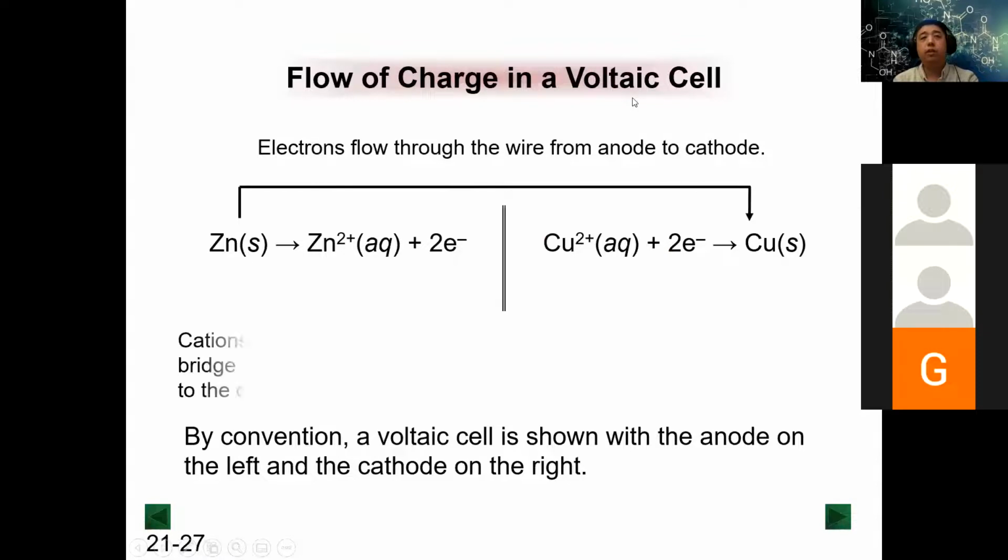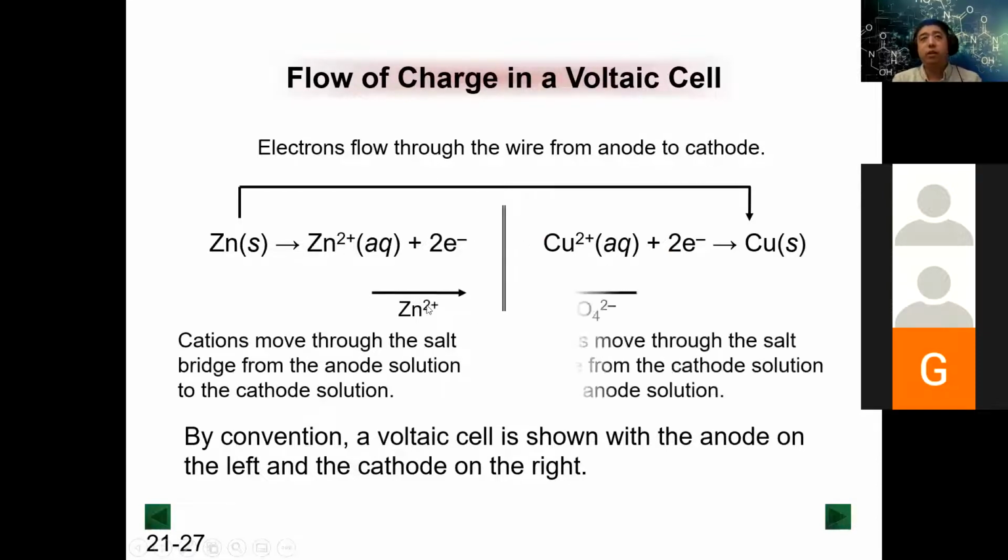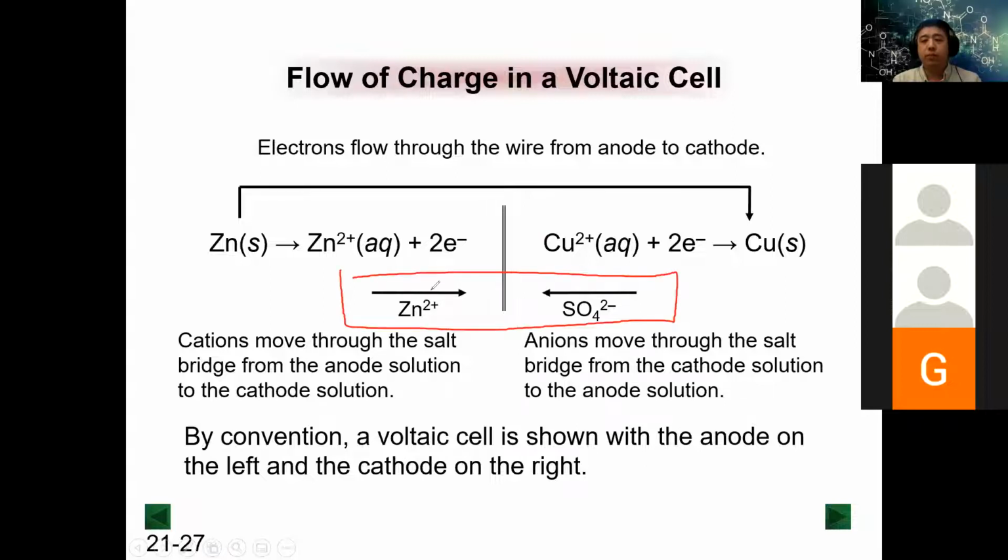So we can also draw this just by looking at the picture here. You can see what is generally happening. We assume that this is my salt bridge, okay?